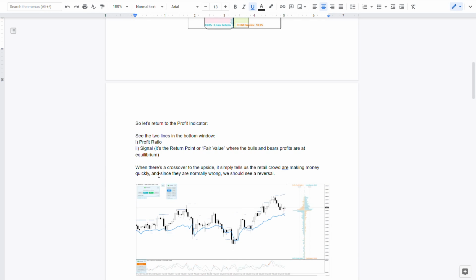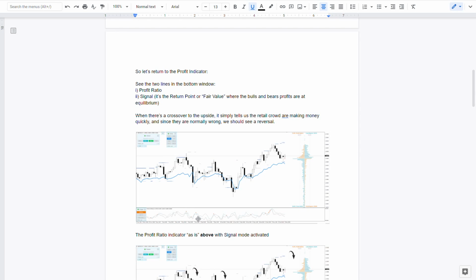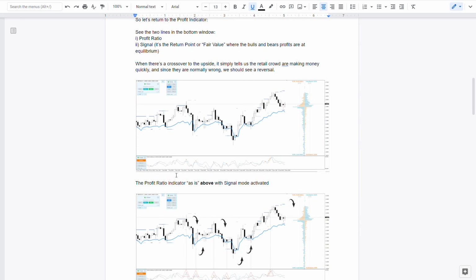So let's return to the profit ratio indicator. See, there's two lines at the bottom window. There's a profit ratio and then there's the signal line. The signal line is the return point where the bulls and bears are when their profits are at equilibrium. So any spike above the signal would be like a warning sign. So not sure if you can see that. Let me zoom in perhaps.